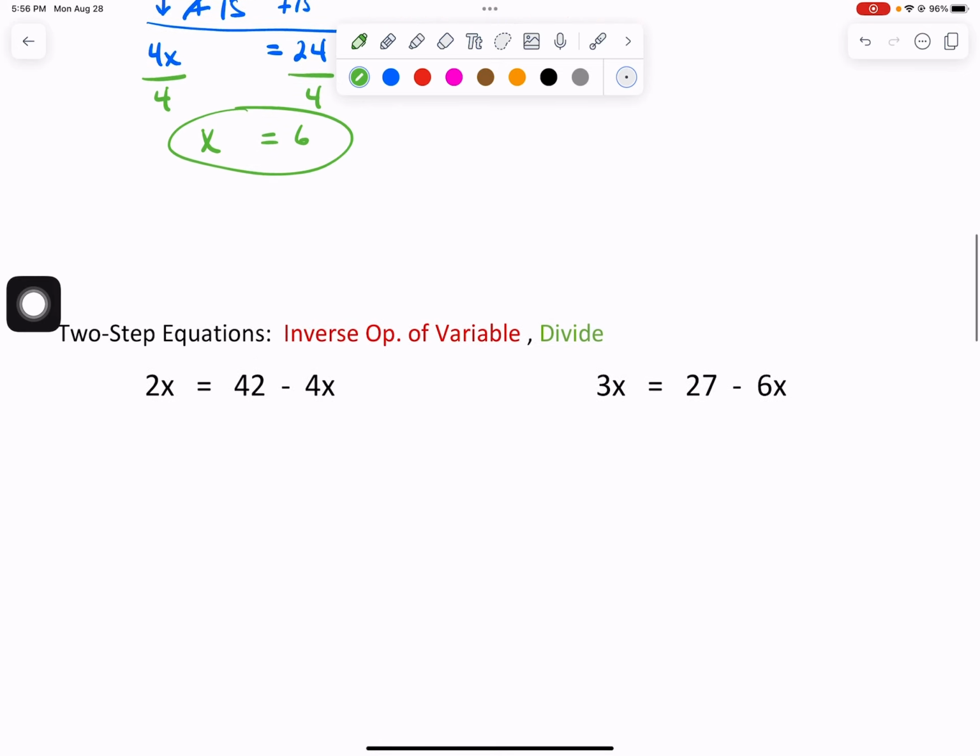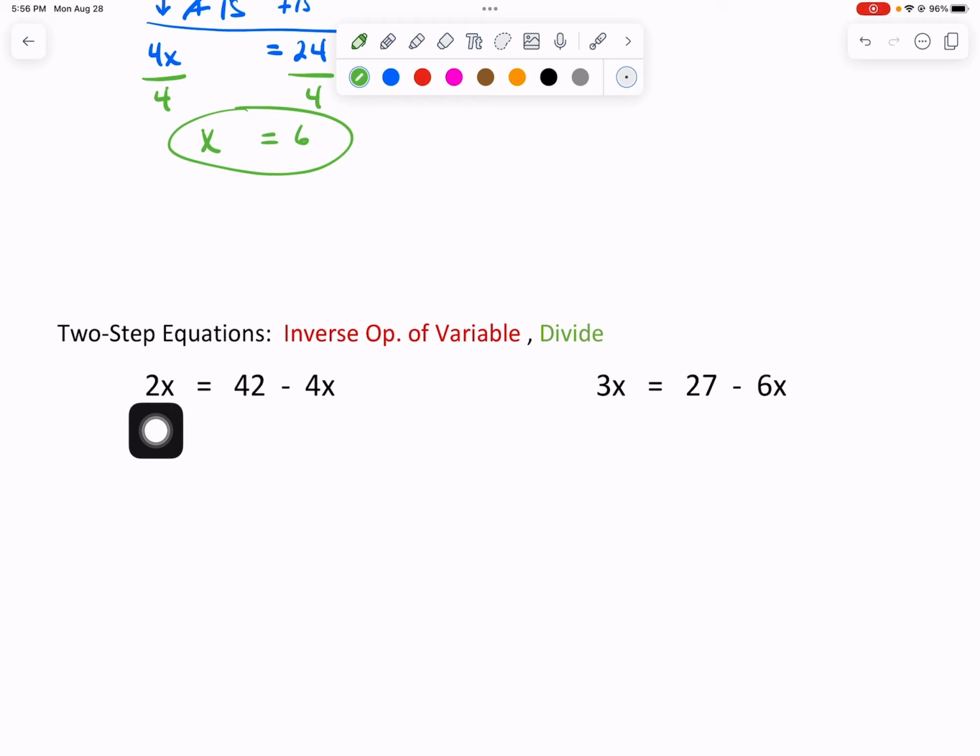All right, so for the next two steps within the sequence, instead of doing the inverse operation of the constant, we will do the inverse operation of the variable, then we will divide. Okay, so we have 2x equals 42 minus 4x. Well, on the left-hand side of the equal sign, we have 2x on Revis Island isolated by itself, okay? But on the right-hand side, we have the Jackie Robinson 42 hanging out with that negative 4x.